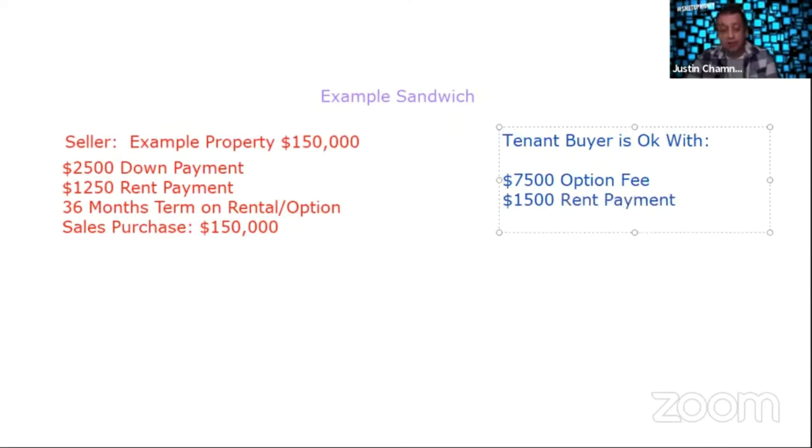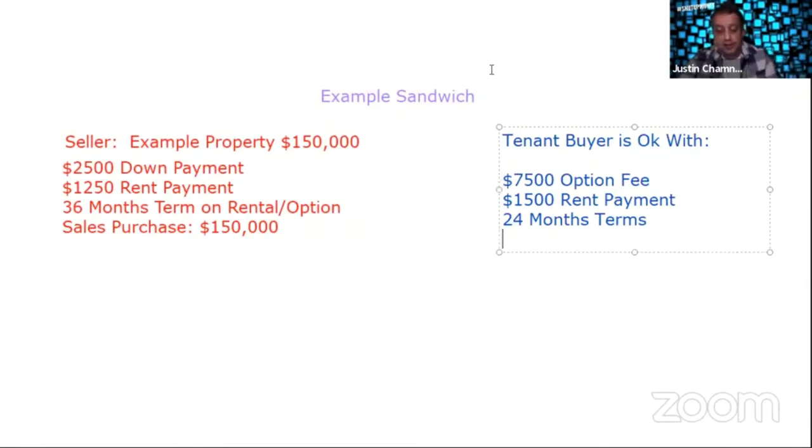Just bear with me, guys. We're going somewhere. This is building. He's also willing and able to get qualified in 24 months. There are some rules here that we're going to talk about next week, so you get an even clearer understanding, but I'm just giving you a highlight example. A 24-month term is what the tenant buyer would be okay with.